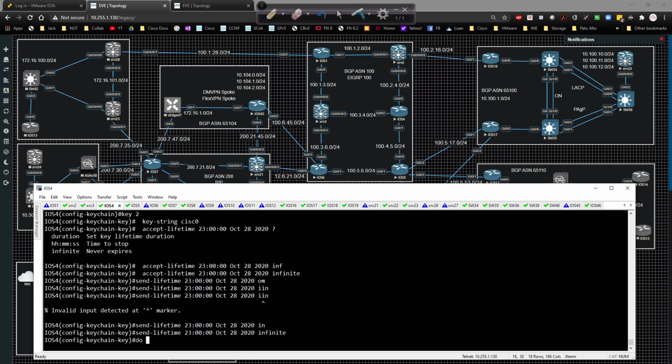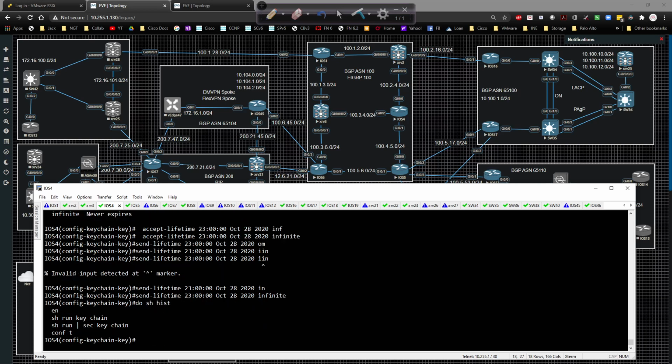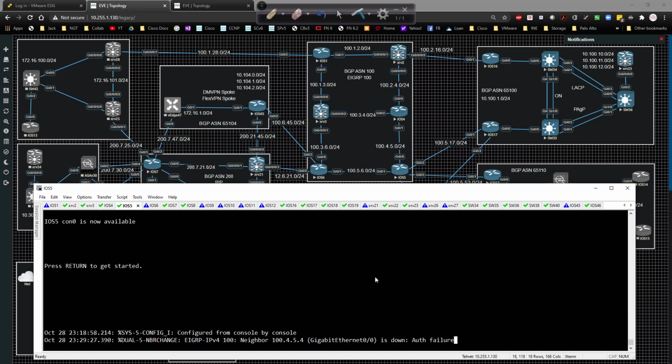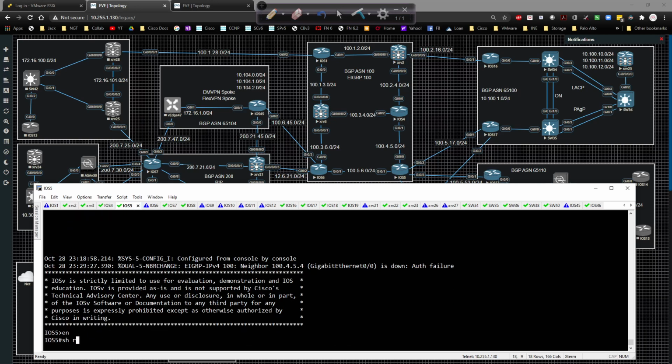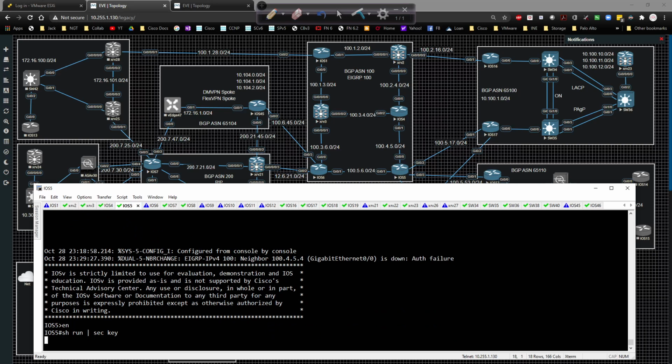Just like that. So we'll do show history. Oh, it won't let me do that. Well, that's not cool. So we're going to do a show run section key. We'll adjust this one as well so we can get the adjacency back up and running.